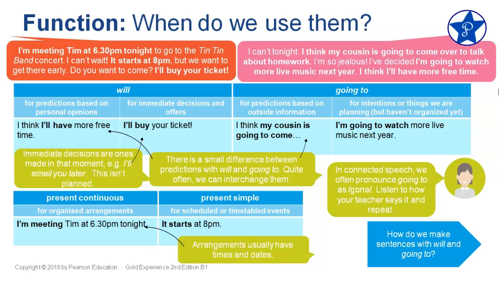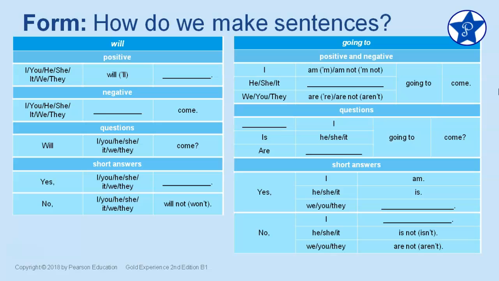Now, how do we make sentences with will and going to? I know you love tables, so. Good news, will is a modal verb, so it's quite easy because as it is a strong verb, it is used to make questions, negatives, and it is always followed by the infinitive.